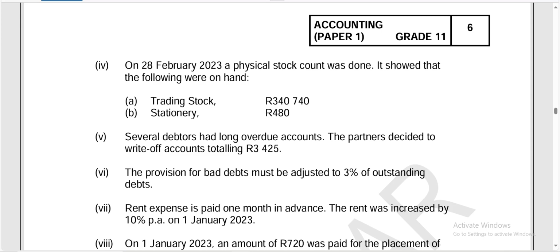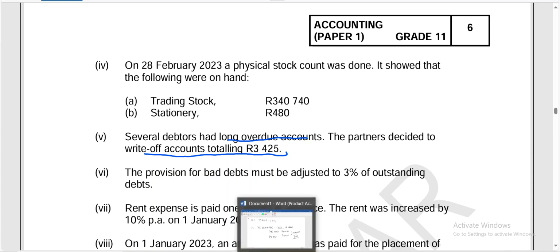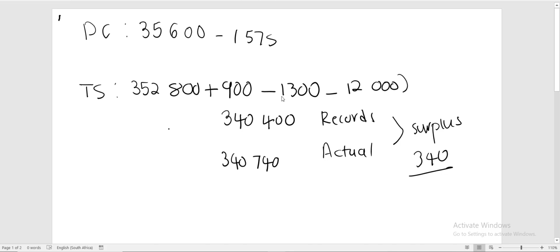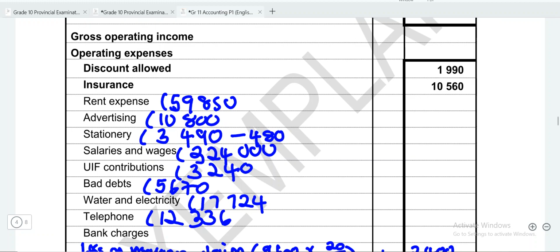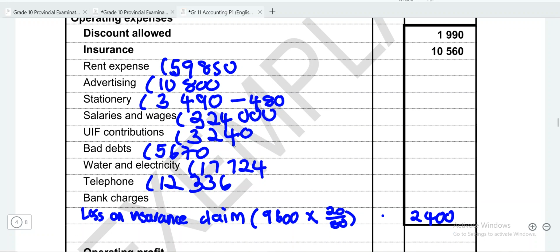The next transaction says that several debtors had long overdue accounts. The partners decided to write off amounts totaling 3,425. We know that once we write off amounts, it means that we are talking about bad debts. So these people at the moment are included in our debtors control. So we must go and subtract them. So we'd say minus 3,425, and then we increase our bad debts by 3,425 in the income statement. Okay, then you are done with that adjustment.